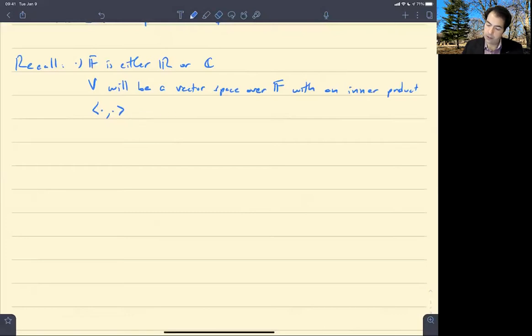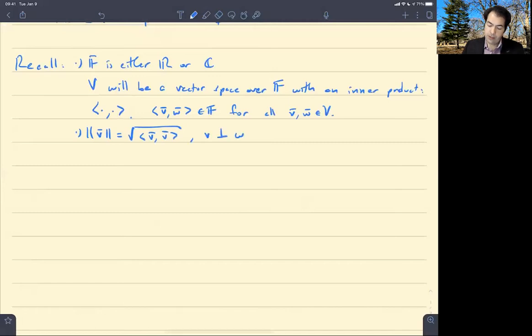So with an inner product, that means that this is an element of the field, the scalar, for all v and w in the vector space. Also recall the norm of a vector is defined to be the square root of the inner product of the vector with itself. And we say that two vectors are orthogonal if their inner product is equal to 0. The norm, also called the length, is greater than or equal to 0, and it's equal to 0 if and only if the vector is 0.